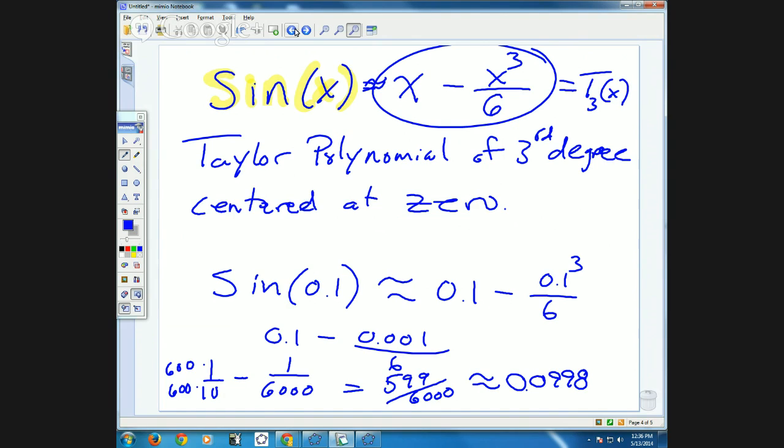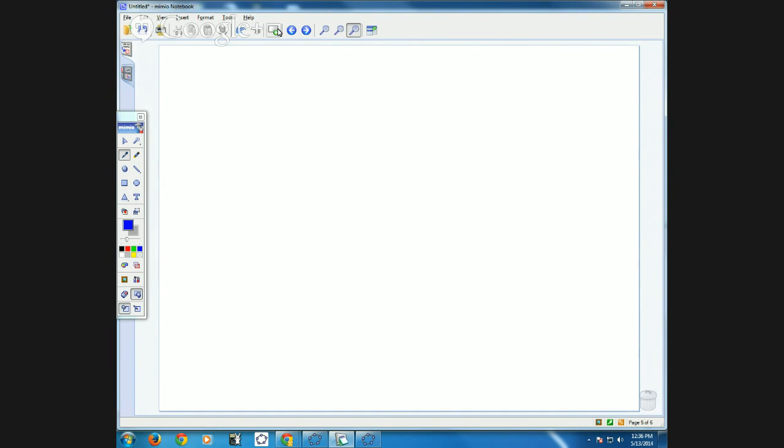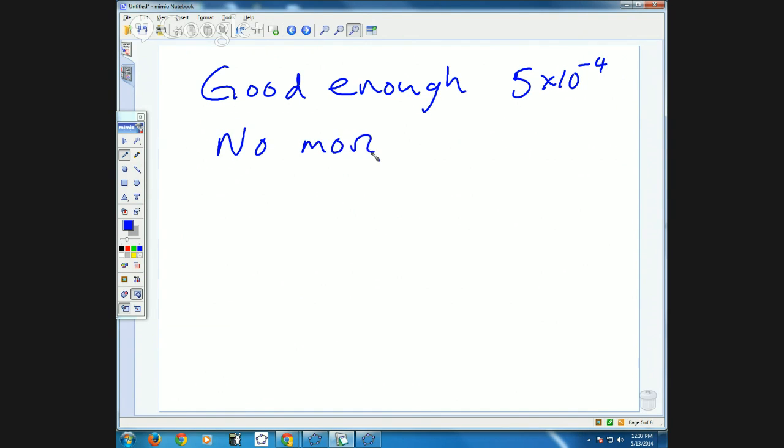So here's the question: for what x's is this good enough? Doesn't that mean I have to define good enough? Okay, let's define good enough. Earlier when I was playing around, I decided that good enough was going to be 5 times 10 to the negative 4th. That is the largest error that I want to deal with, so I want no more error than that.